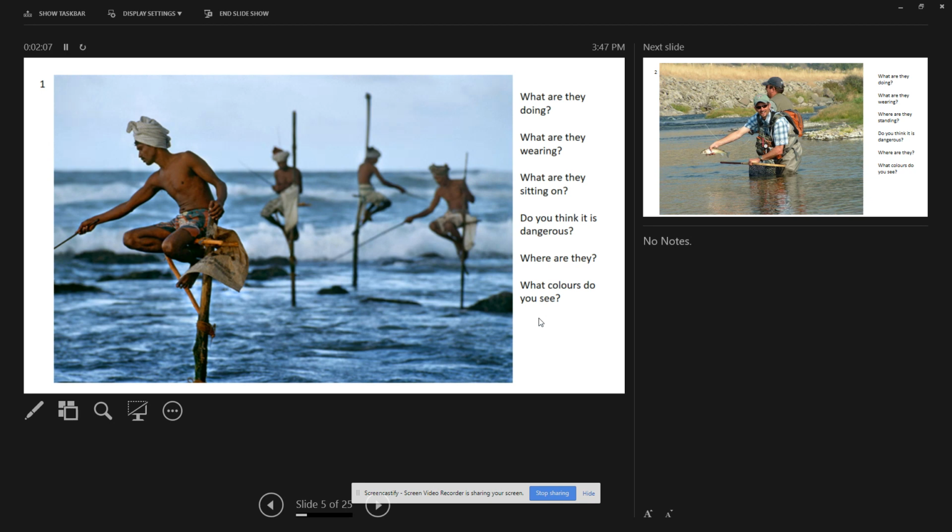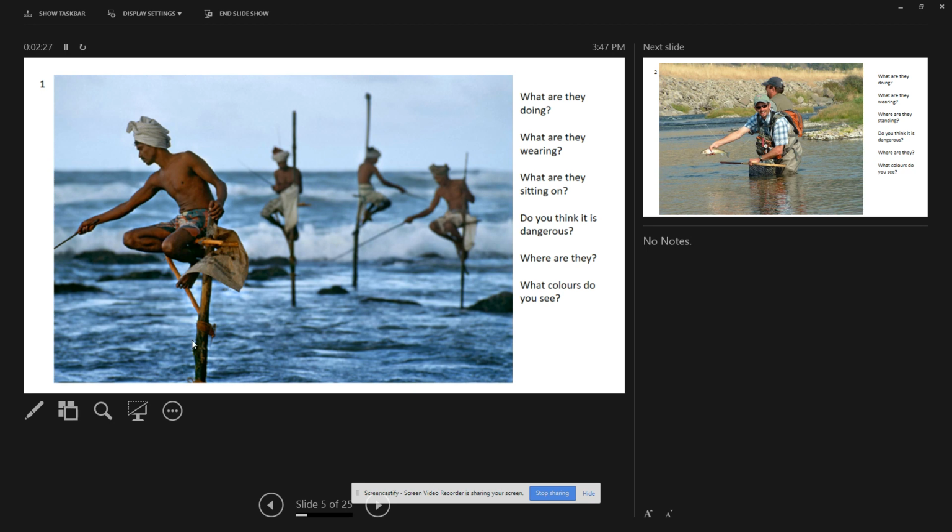Well, they're trying to fish with little sticks. We don't even know if they've actually got string on them. You can't really see that. What are they wearing? Well, they're wearing a pair of shorts, colourful, the first one is, and he's also wearing a turban. What are they sitting on? Well, they're sitting on some sort of stick.